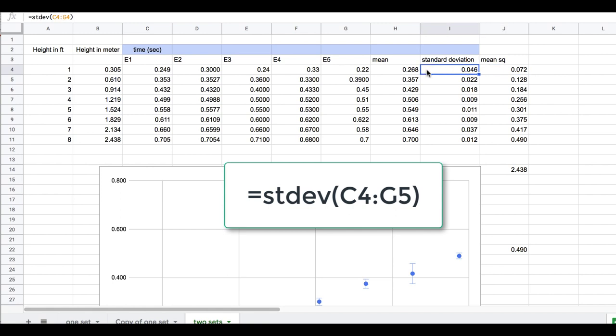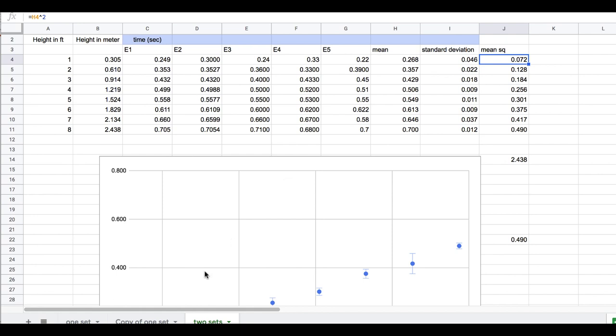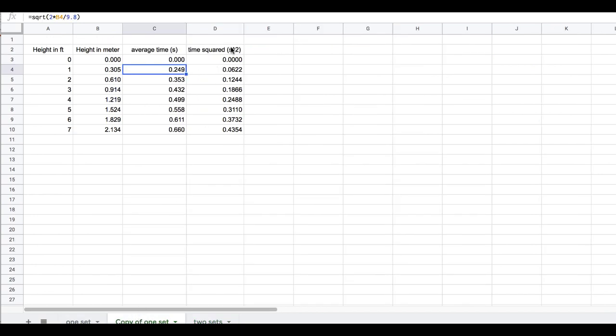And then for the formula, I need to find the time square, because the time square will be on the x-axis. So I'm taking the mean time that came from 5 experiments and then took the square of that. To do that, I simply have to insert the formula. Now I'm going to copy the height in meter and then the time square value from my calculation spreadsheet and copy it into a new spreadsheet. So this is what happened.